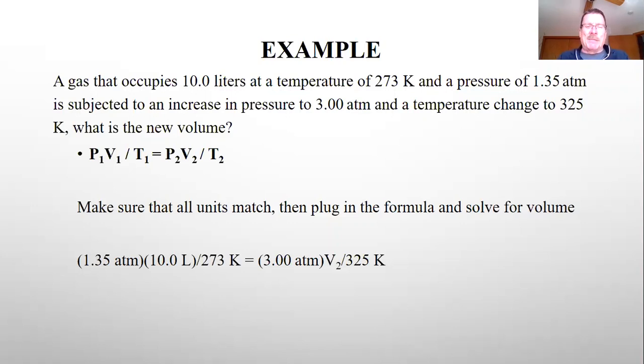Anyhow, as far as the math, now it's plug and chug. Atmospheres cancel out. Kelvins cancel out in our dimensional analysis. The only thing left is liters. And if I did my math right, it should go down to 5.3 liters. So it did drop some because the pressure had a little more power and a little more influence than the temperature did. Okay. All right.